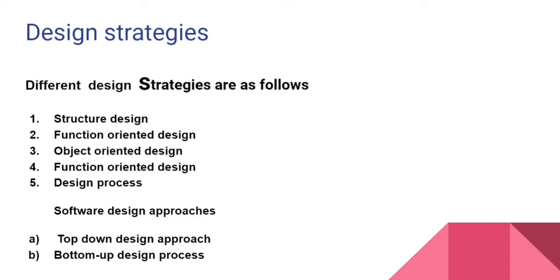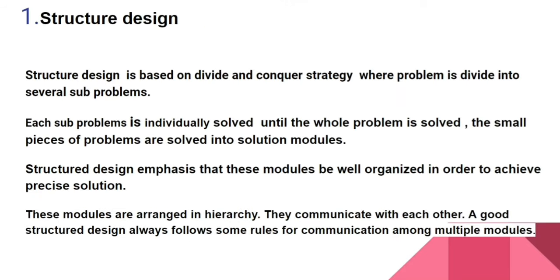So how to design software? We have different design strategies, as follows. Number one is structure design, then function-oriented design, object-oriented design, and design process. These five are the major design strategies in which we design software. And we have the software design approaches, which are the top-down design approach and the bottom-up design process. We will study these two in the last module.